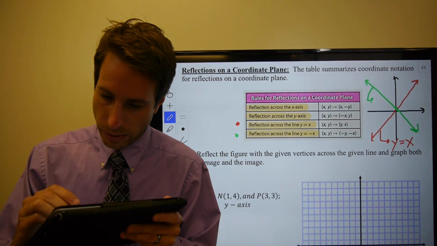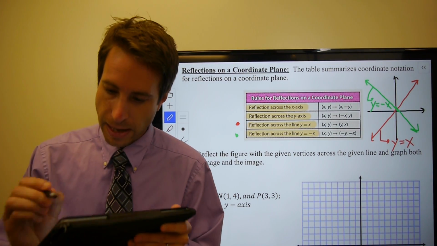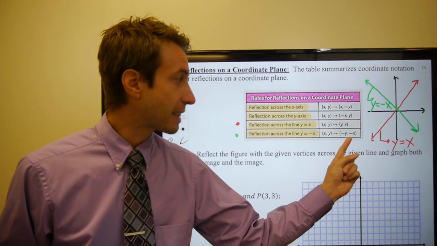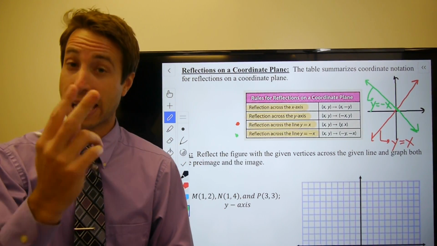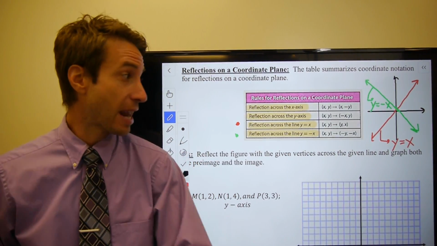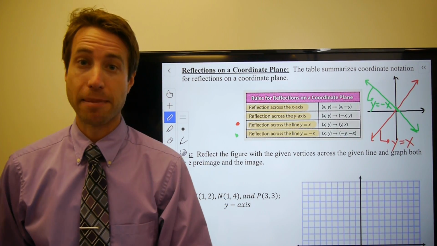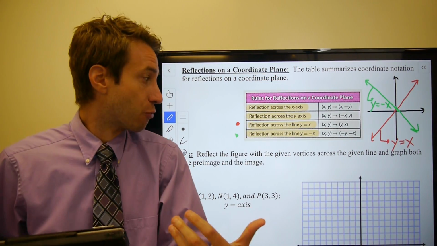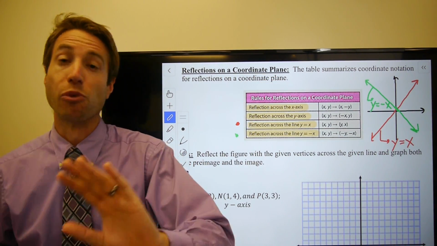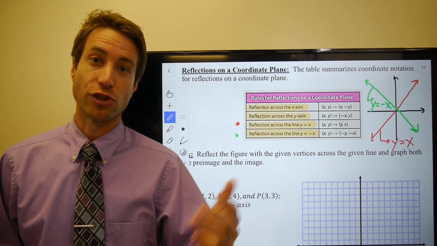So this is the line y equals negative x. Again, the way that you make that transformation is we switch the x and y coordinate, but as you can see here, we make them negative. So these are four of the most common lines of reflection that we're going to see.